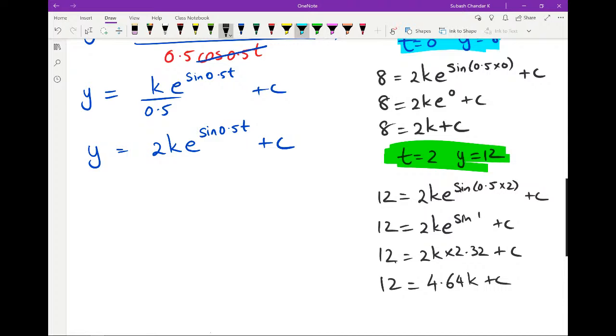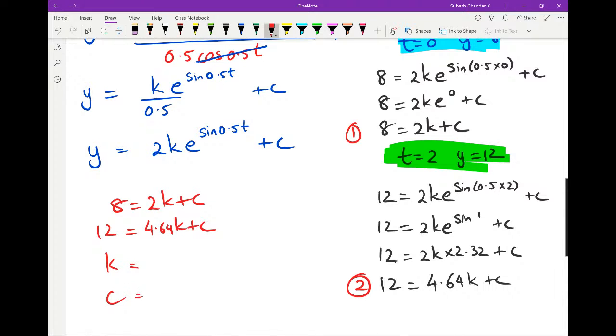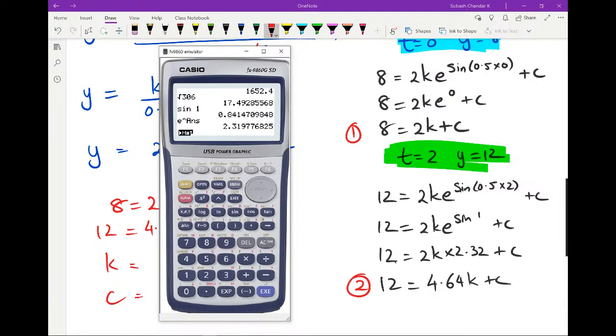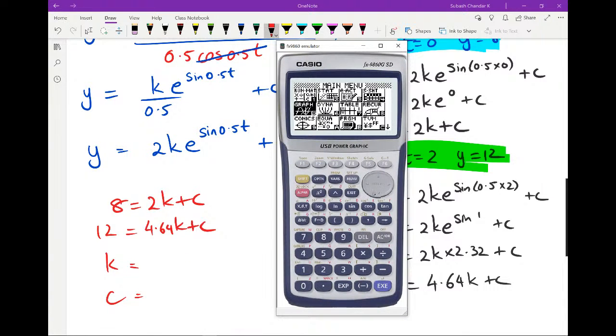So what we've got here is two simultaneous equations, equation 1 and equation 2. So we've got 8 equals 2k plus c and 12 equals 4.64k plus c. Now, I'm not going to waste my time trying to do this the long way, guys. I'm going to go directly into my calculator and put it in simultaneous equations and solve it.